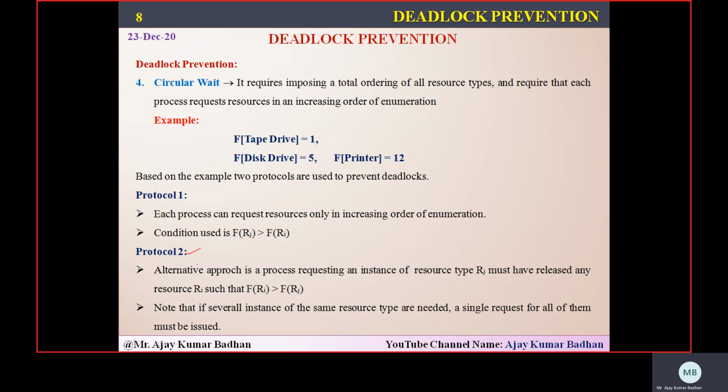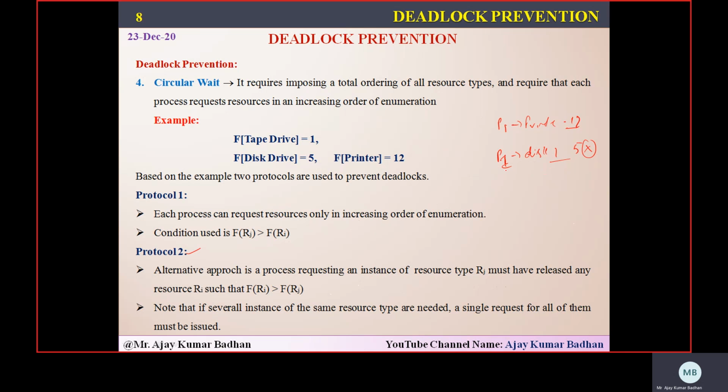And after that, the second protocol, what is it saying here? In the second protocol, it's the same thing, but there is an alternative. Suppose in the beginning the process has requested the printer first, 12, and after that it is requesting the disk drive. So the priority is less. So we cannot allocate this resource to this particular process. That's what we are saying, right? P1. Because initially it requested a higher priority resource, now it's requesting a low priority one. So it's not possible. Descending order is not possible.